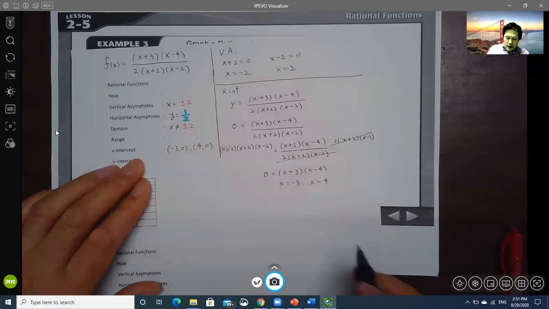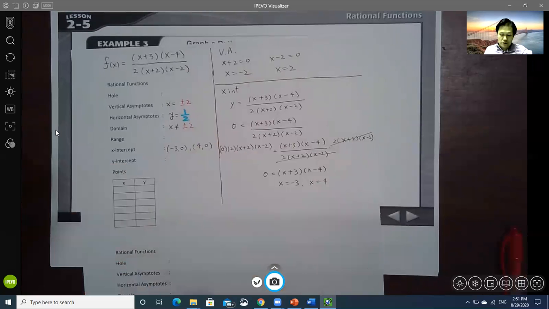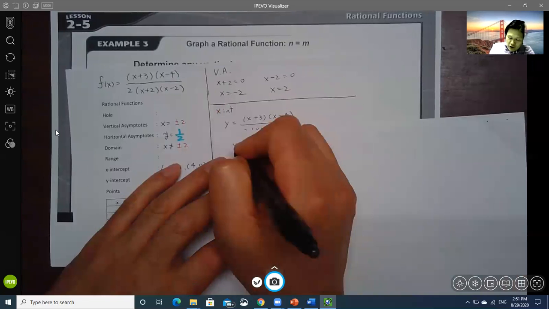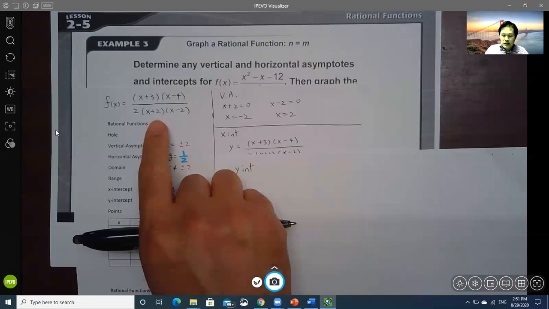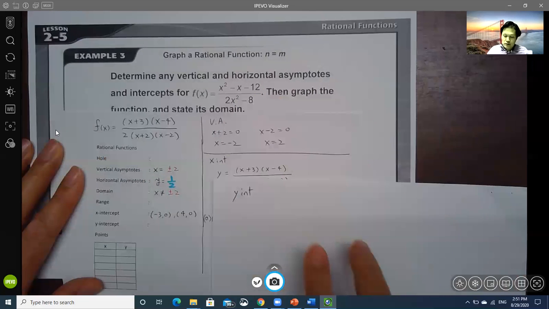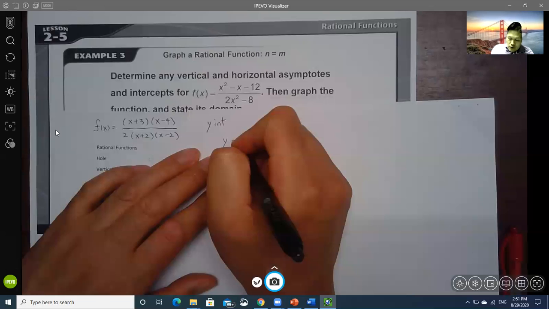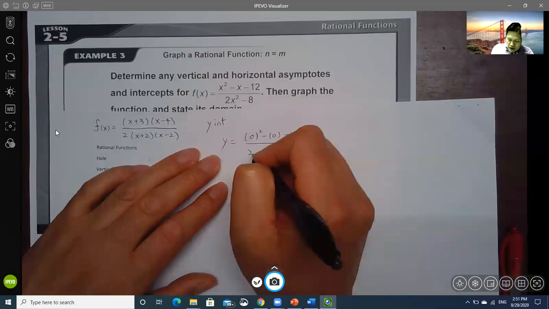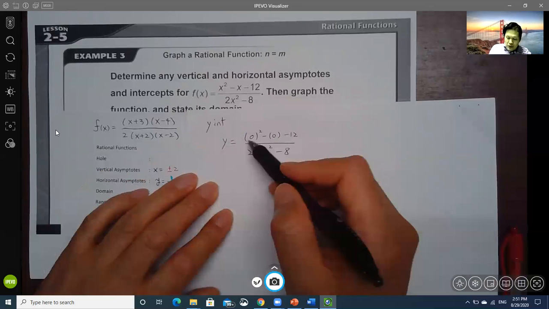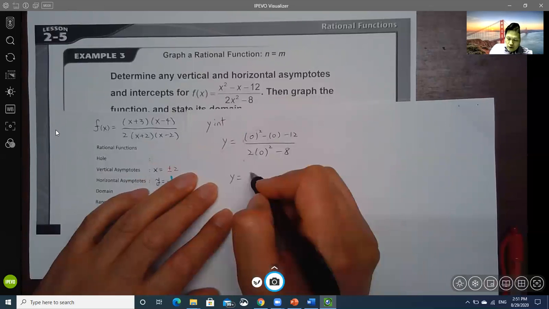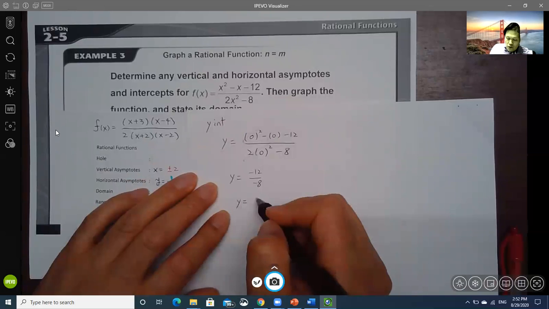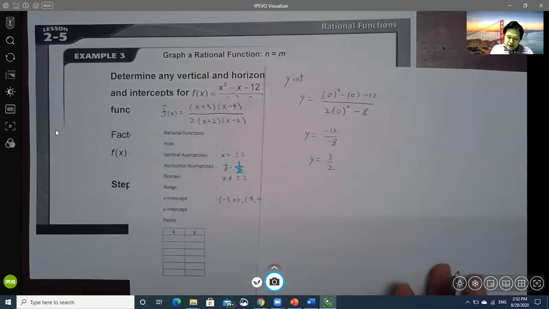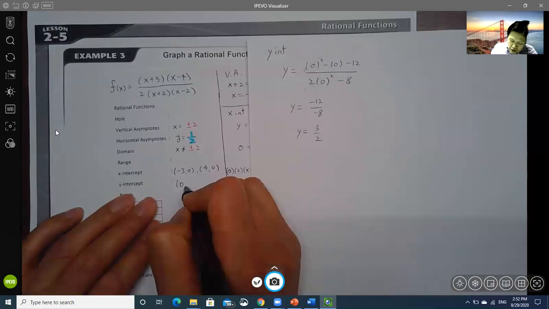Okay? Y-intercept, you plug in x as 0. You can plug in x equal to 0. It's easier to plug in x equal to 0 to the original. So I will say y equal to 0 squared minus 0 minus 12 over 2 times 0 squared minus 8. So a whole bunch of 0s. So basically y equal to minus 12 over minus 8, which is the same as 3/2, which is 1.5. So we got the y-intercept, which is 0, 3/2.